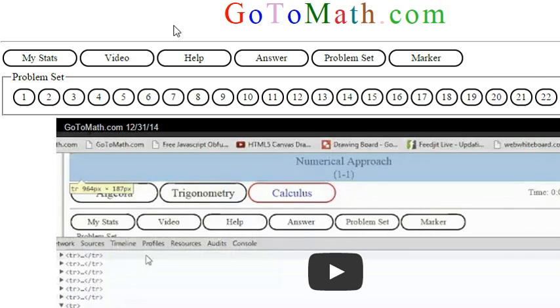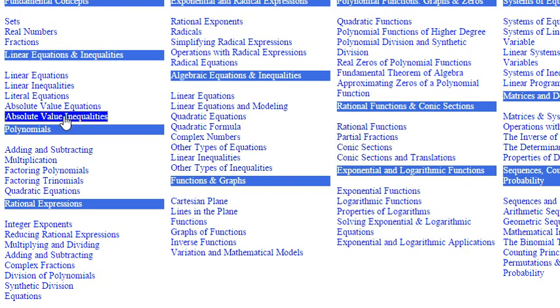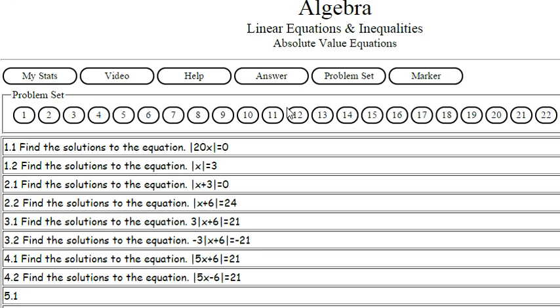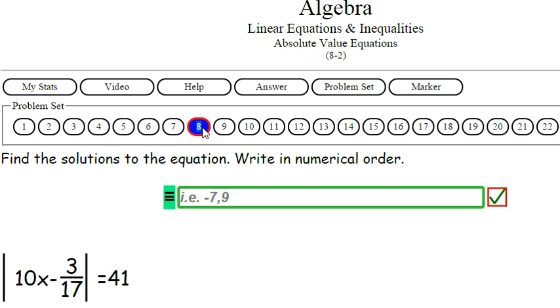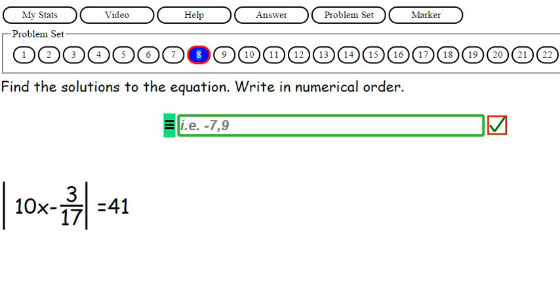Okay, we're over here at GoToMath.com working some algebra. Let's go down to, what are we doing? Absolute value equations. 8.2, I believe. That's what we're working on. Find the solutions to the equation, write them in numerical order from smallest to largest.